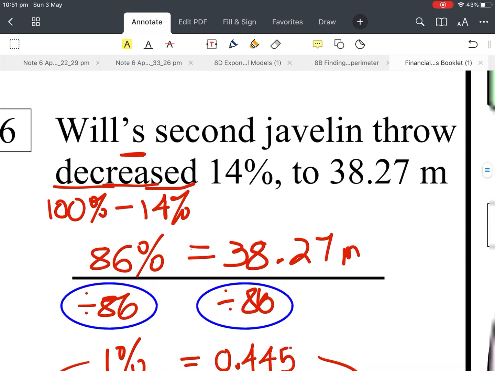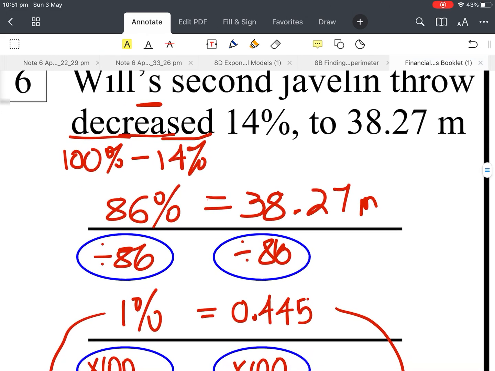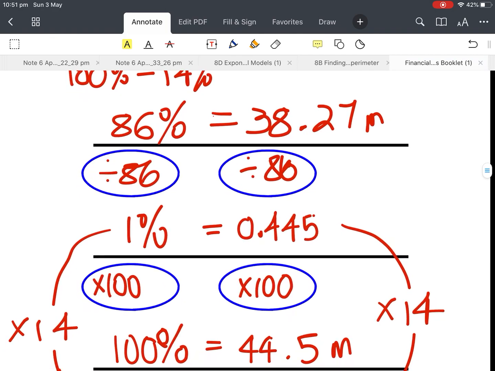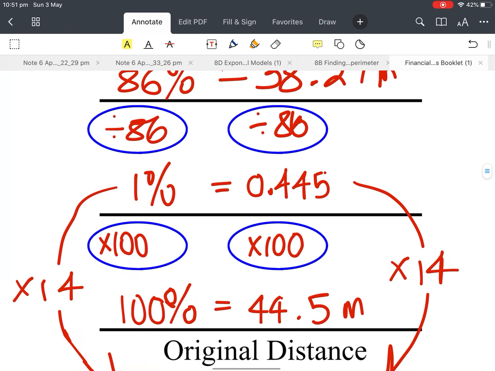Welcome back. Let's see if we can do the rest of the question together. So what we need to do first of all is find 1%. So I'm going to go 86 divided by 86 to work out 1. So that's telling me that I must go 38.27 on my calculator divided by 86. That gives me 0.445. So now to work out my original distance, I have to times by 100. Good. So when I do 0.445 by 100, I get 44.5 metres.